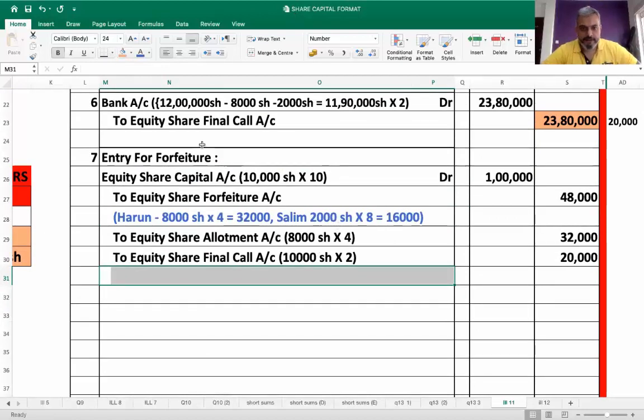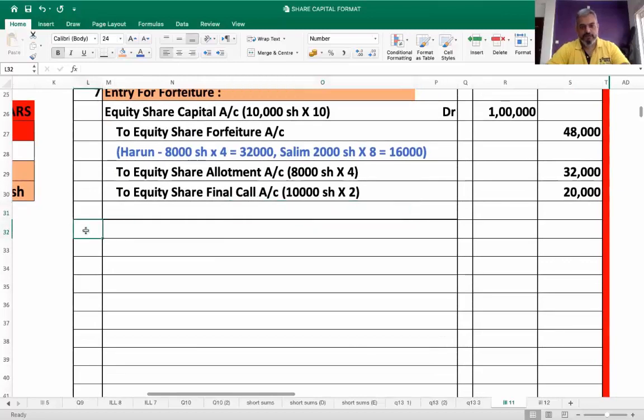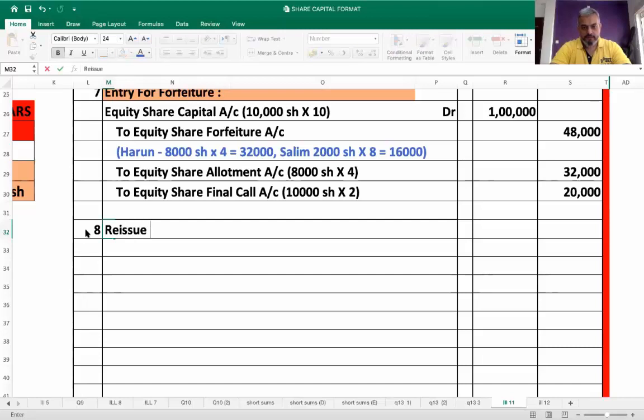So now after the 7th entry, what we can see is that the debit balance of equity share allotment and equity share final call gets reversed. Now we forfeited the shares, so we cancelled the capital what we created. So whatever amount we have received on those shares, we credited it to equity share forfeiture account. Now what we are going to do, we are going to reissue the shares. So 8th entry, reissue of shares.